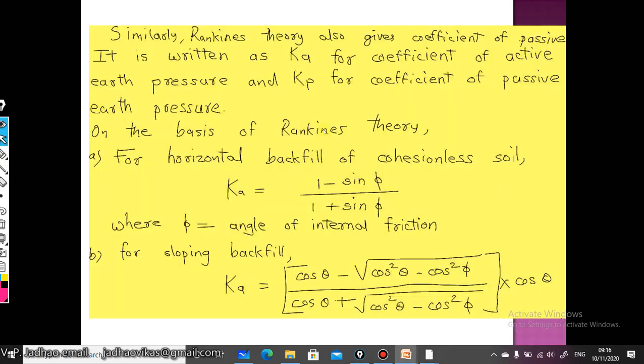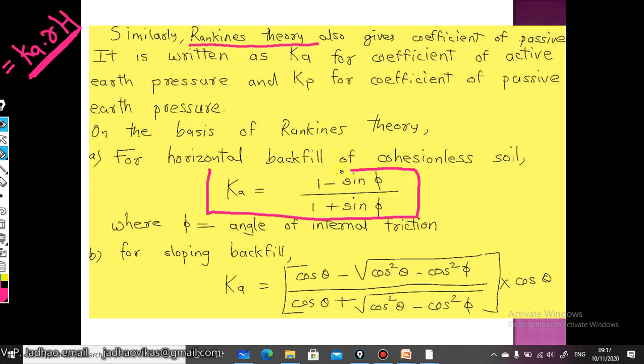Okay, now we already saw that the pressure intensity at the base is given by Ka into gamma into H. So we should know the value of Ka to determine the pressure intensity. I think in geotechnical engineering this particular portion is covered, that is Rankine's theory. Therefore, as per Rankine's theory, the coefficient of active earth pressure is given by this particular formula.